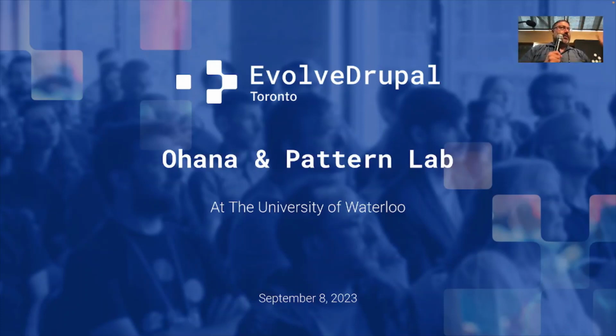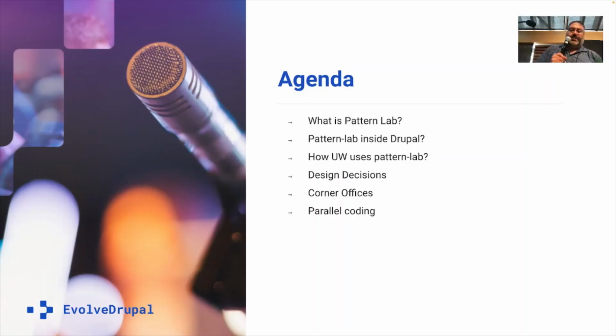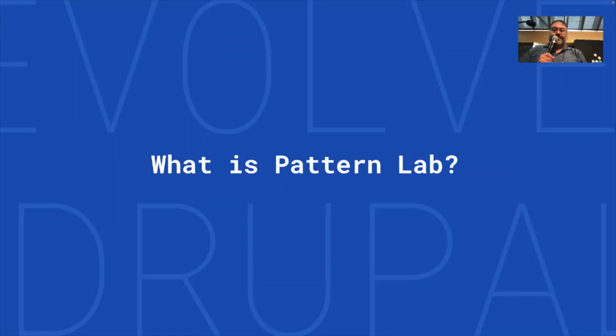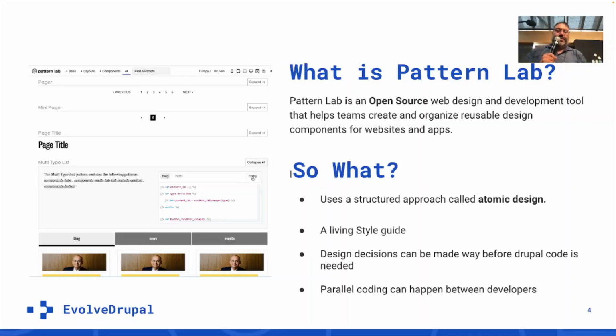So we're going to talk a little bit about two things, which is Ohana and Pattern Lab at the university. Basically I'm going to talk about what is Pattern Lab, how we use it inside Drupal, how we specifically at UW use it, some design decisions, from basically the corner offices. I know Joe talked a little bit about that, and then one of the biggest advantages that we've had is parallel coding. So what is Pattern Lab?